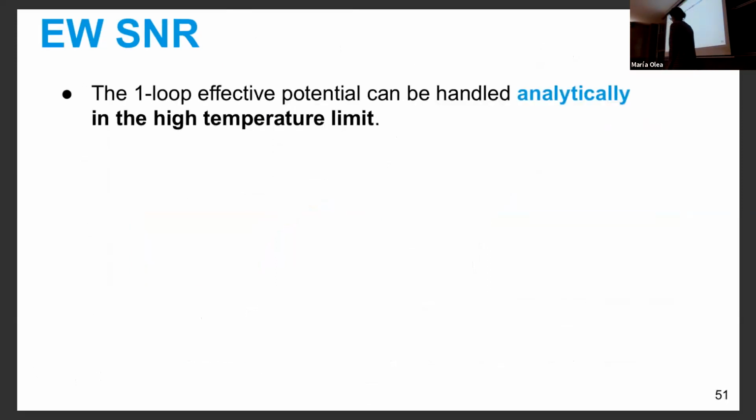Now we would like to have a way to assess in which regions of this parameter space we can find this particular effect of electroweak symmetry non-restoration. To do so, the one loop effective potential can be handled analytically in the high temperature limit.